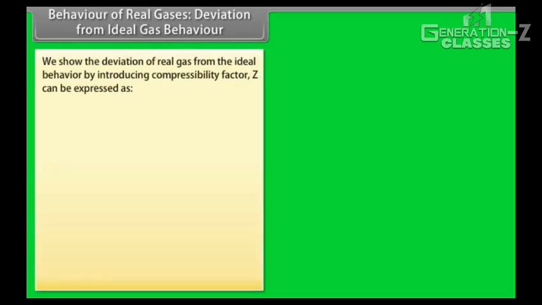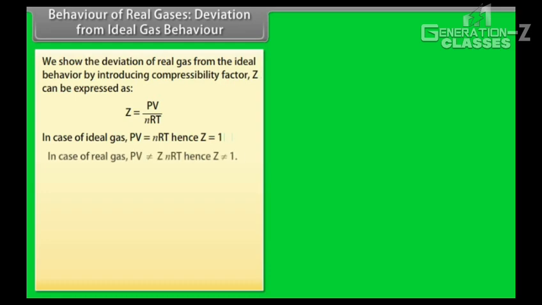Behavior of real gases. Deviation from ideal gas behavior. We show the deviation of real gas from the ideal behavior by introducing the compressibility factor Z, which can be expressed as Z = PV/nRT. In case of ideal gas, PV = nRT, hence Z = 1. In case of real gas, PV ≠ nRT, hence Z ≠ 1.